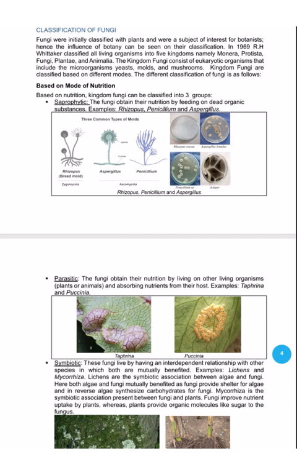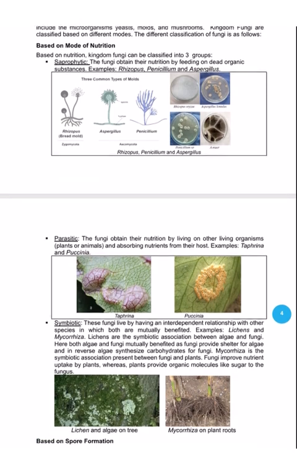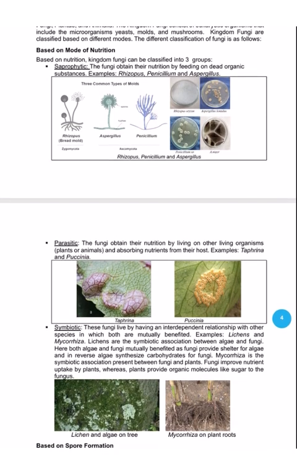We are going to have examples for this, but let us first go into further classification of this fungi. So the kingdom fungi are further classified based on different modalities. The main classification was based on two modes: mode of nutrition, and the other type is spore formation. So let us first talk about the mode of nutrition.